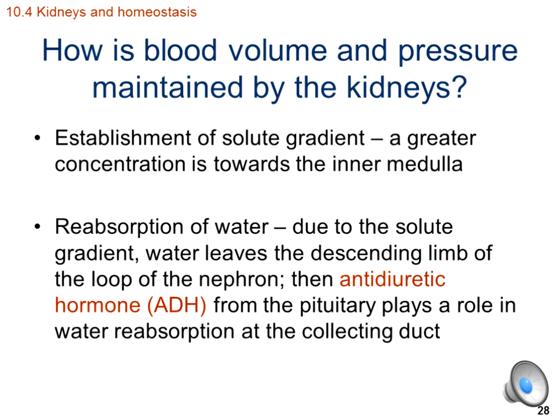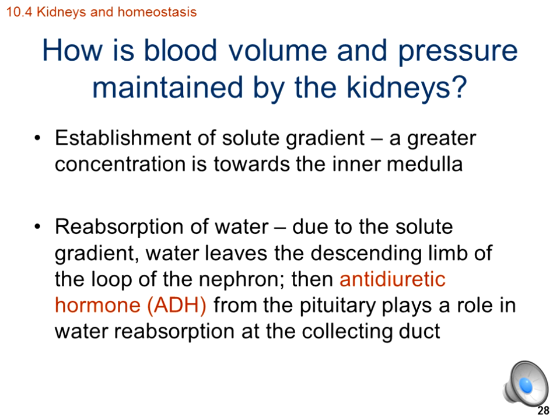So blood volume, how is blood volume and pressure maintained by the kidneys? By establishing a solution gradient. There's a greater concentration towards the inner medulla, and then reabsorption of water. Due to that solute concentration of sodium ions, water leaves the descending limb of the loop, and then another hormone, antidiuretic hormone from the pituitary gland, is going to determine exactly how much water you save.